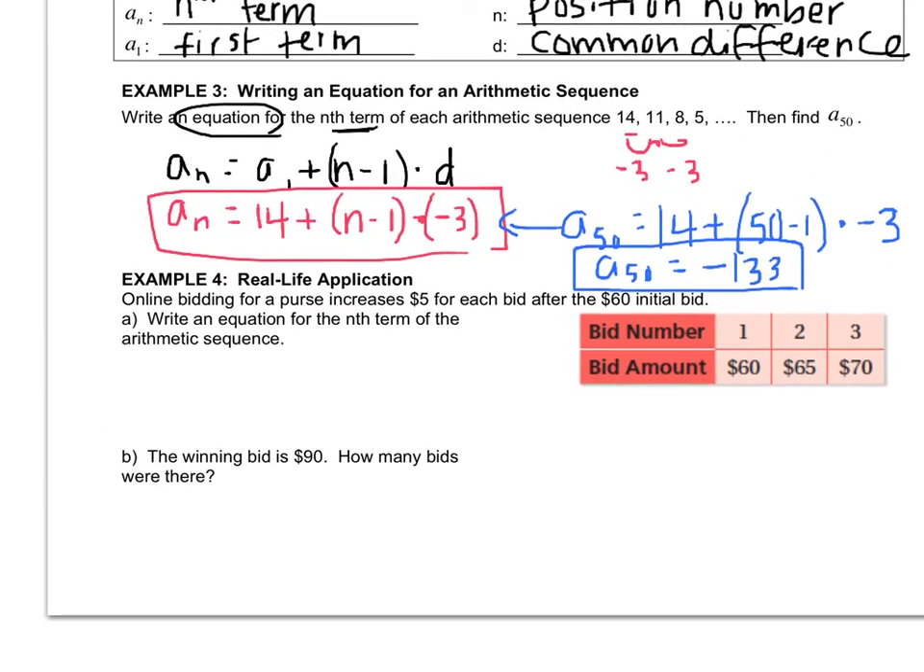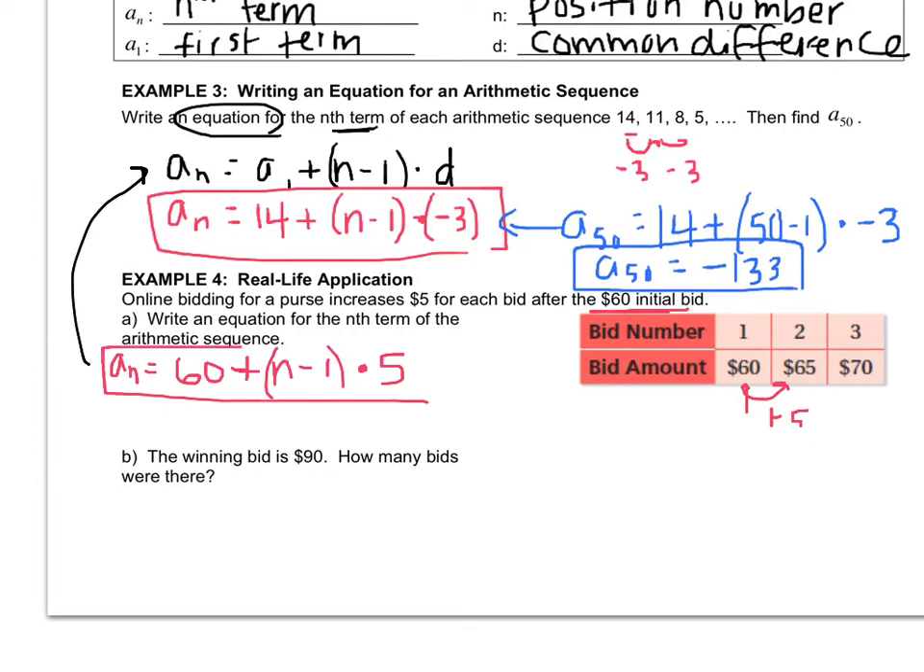Online bidding for a purse increases $5 for each bid after the $60 initial bid. Write an equation for the nth term of the arithmetic sequence. So that's this formula right here. And now I'm just going to plug in what I know. So a sub n equals, the first term is 60. It also tells me in the story the initial bid is 60, plus n minus 1 times the common difference, which is plus 5. So that's the answer to letter A.